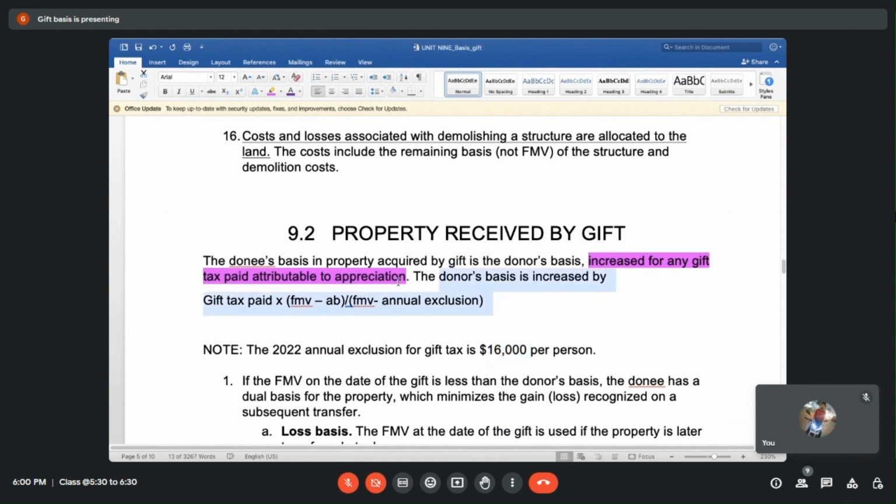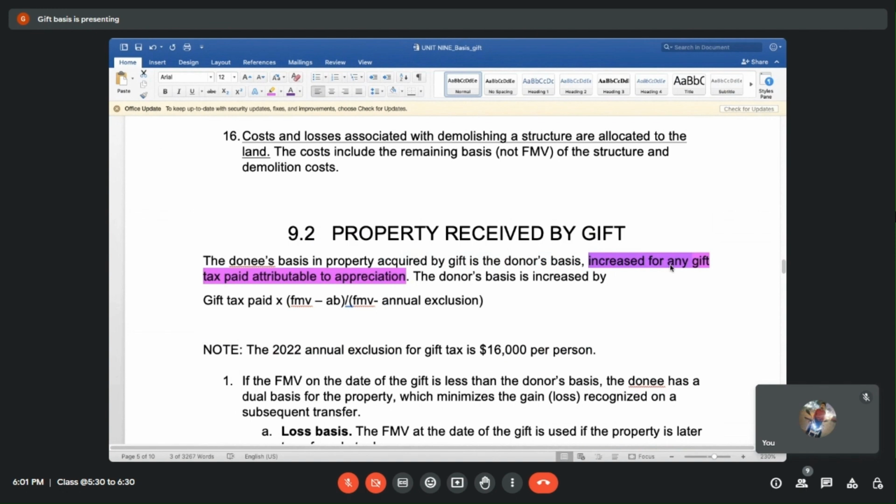Now again we have to see any gift tax paid attributable to appreciation. That means if the fair market value is higher, if the property has appreciated in value, we need to first find out what the gift tax is. We need to see what gift tax is applicable on the appreciation.